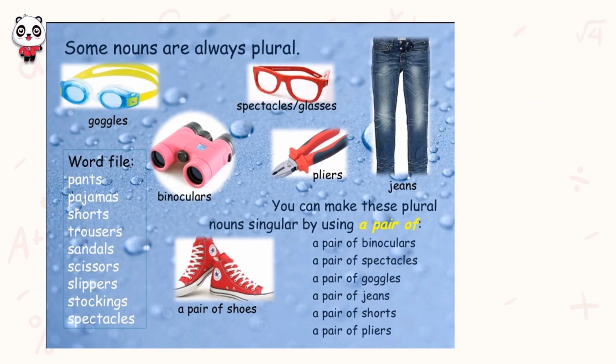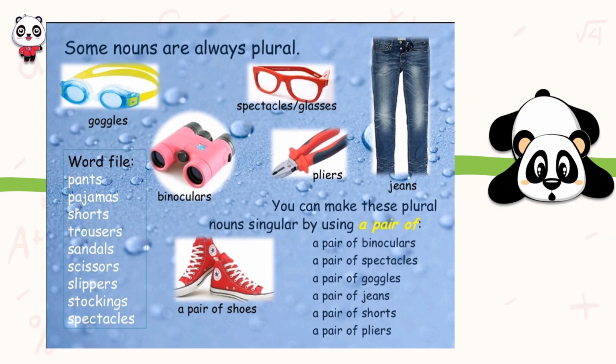Some nouns are always plural. Goggles, spectacles, pliers, jeans, binoculars, likewise scissors, slippers, shorts, pants. You can make these plural nouns singular by adding a pair of to the beginning of the word. A pair of binoculars, a pair of spectacles, a pair of goggles, a pair of jeans, a pair of shoes.